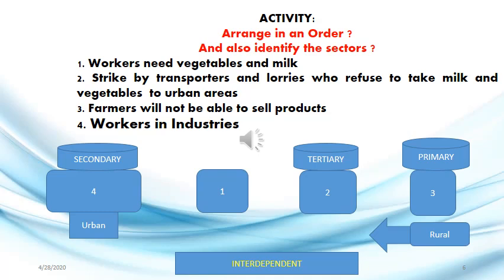So, when the tertiary sector goes on hartal or strike, activities in primary or secondary get disturbed. It can happen in any part of the world, and it shows all sectors are interdependent. You cannot have one activity without the support of other activities. All are interdependent. Is that clear?